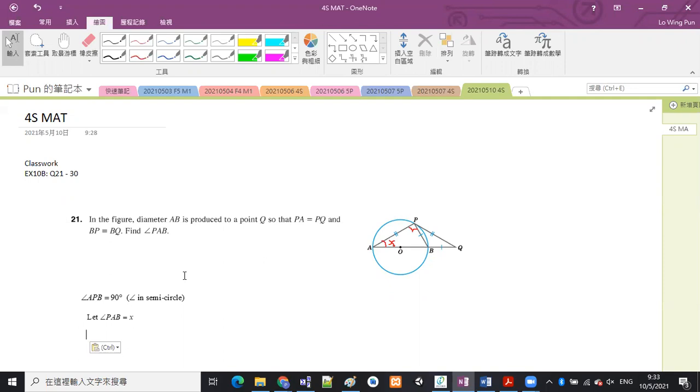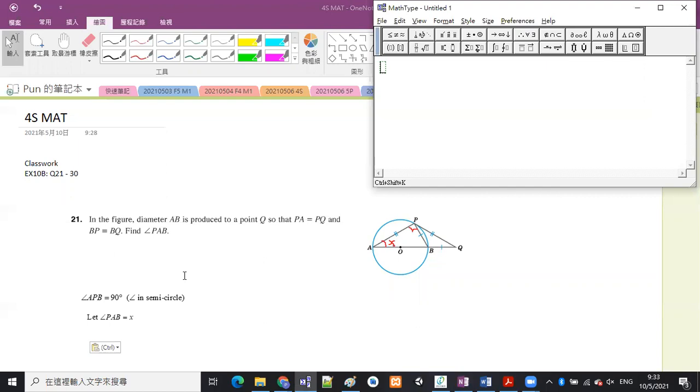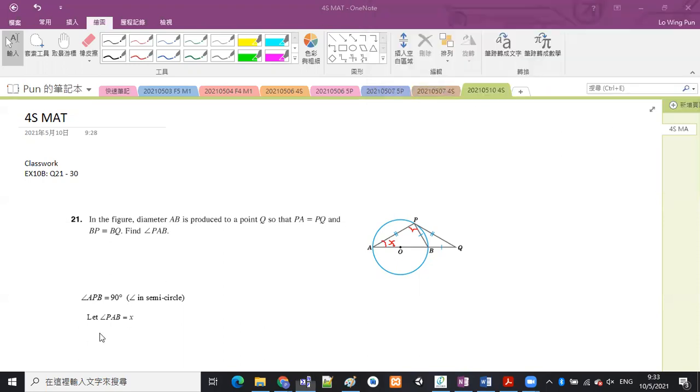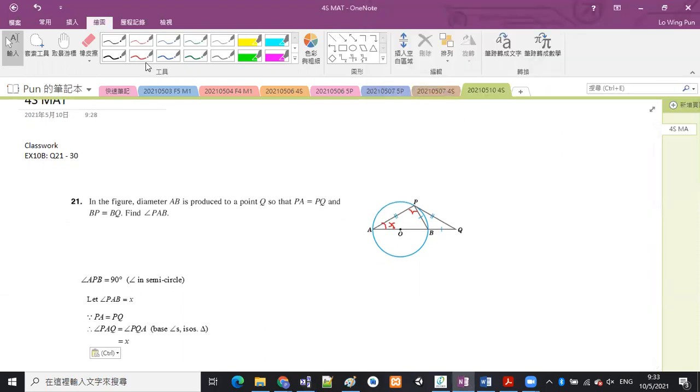So we have the base angles of the isosceles triangle being equal. It's like this because PA equals PQ. Therefore, we can say that angle PAQ is equal to angle PQA. This is base angles isosceles triangle, and they are both equal to x. So now we have found that this one is also equal to x.